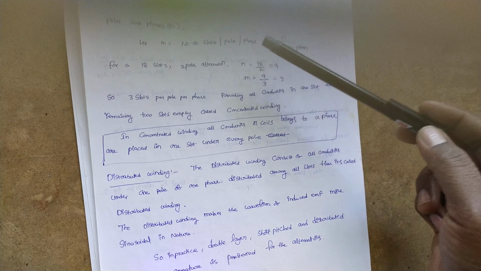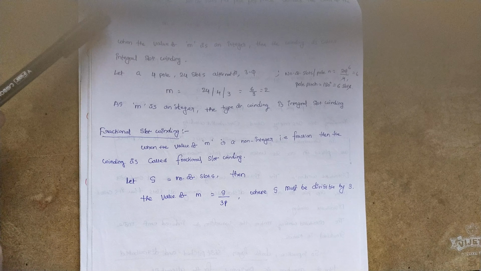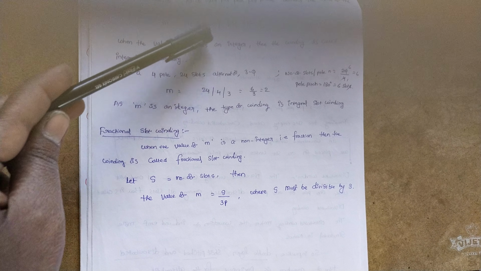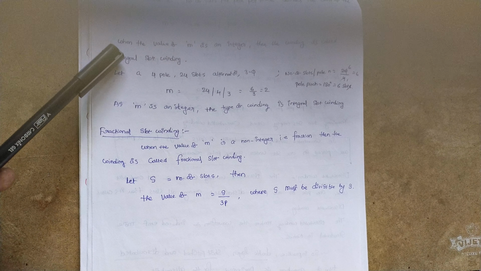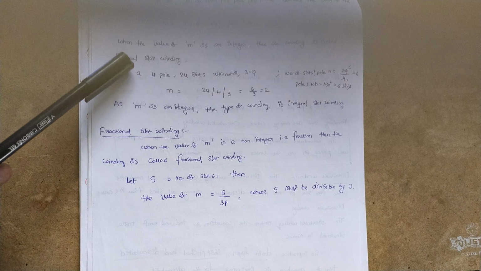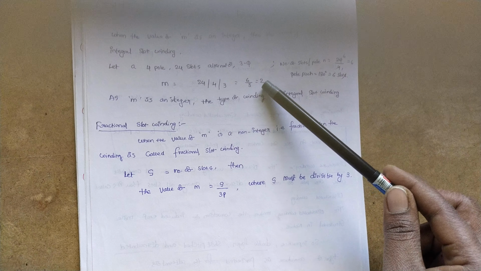Now the value of number of slots per pole per phase decides the class of winding, where m equal to number of slots per pole per phase. When the value of m is an integer, then the winding is called integral slot winding. For example, if you consider a 4 pole 24 slot alternator, 3 phase, number of slots per pole per phase equal to 24 by 4 by 3, that equal to 6 by 3 equal to 2.